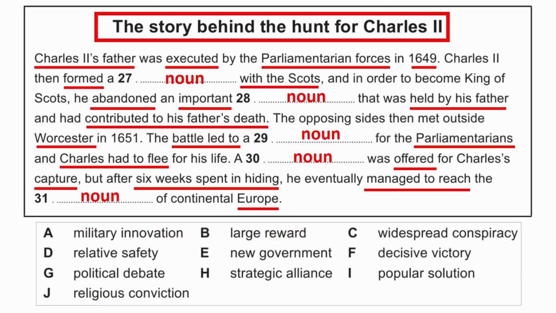I said it's a good idea to guess the answers before reading. For instance, let's look at number 30. A something, a noun, was offered for Charles' capture. So they wanted to give something to those people who could capture or arrest the king. So probably a reward or something. It makes sense in this gap. The most suitable one seems to be B, large reward. A large reward was offered and so on. But we should read the text to make sure, right? It's a reading text, and these questions are designed based on that. This was just an example.